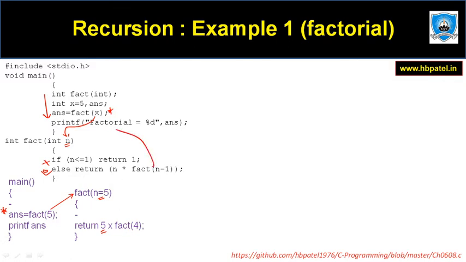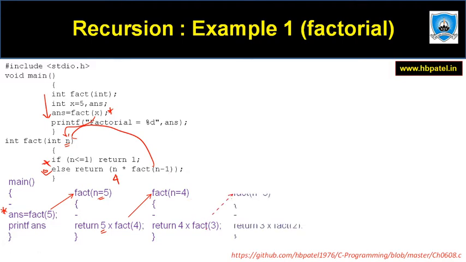So now again it will jump over here, and now n is equal to 4. Again it will not go over here and it will go to else. So it is return n, which is 4, and fact of n minus 1. So n minus 1 is 3. So again the function is called, but this time n equal to 3. Again it will not go into this condition and it will go to return 3 into fact of 2. Again when we go to fact of 2, it will not go into this if condition and it will go to return 2 into fact of 1.